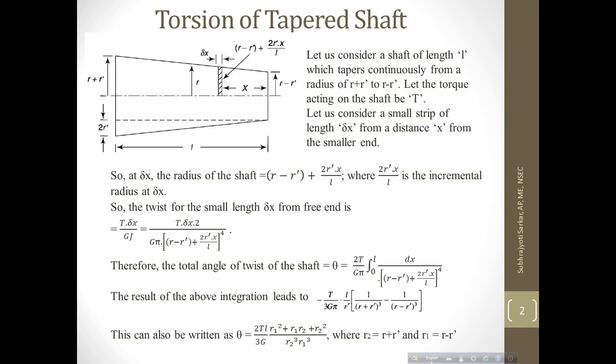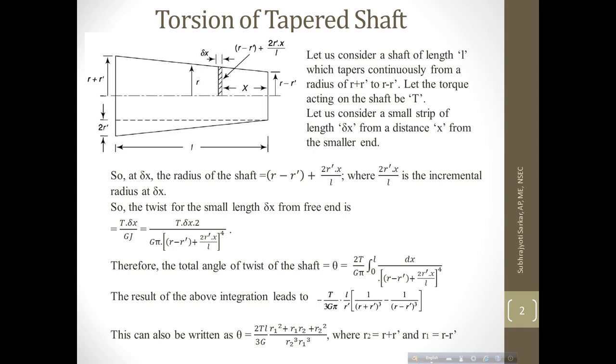If you simplify it, in the denominator it will be r2 cube into r1 cube, because the other terms of r dash will get cancelled, and in the numerator you will get r1 square plus r1 r2 plus r2 square.